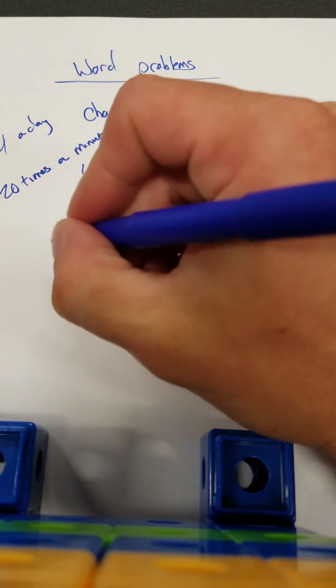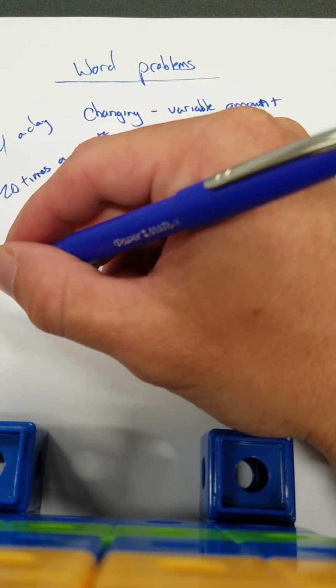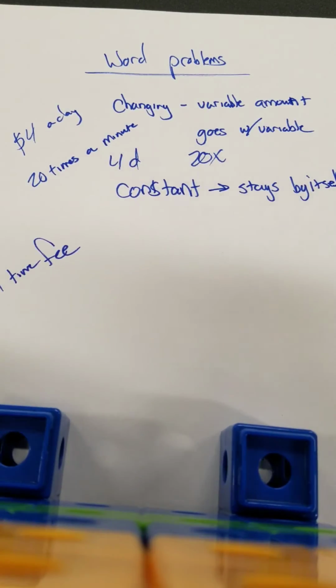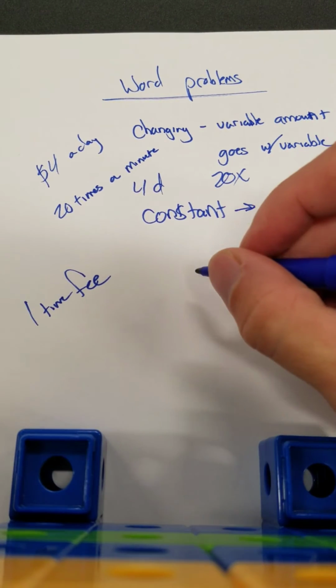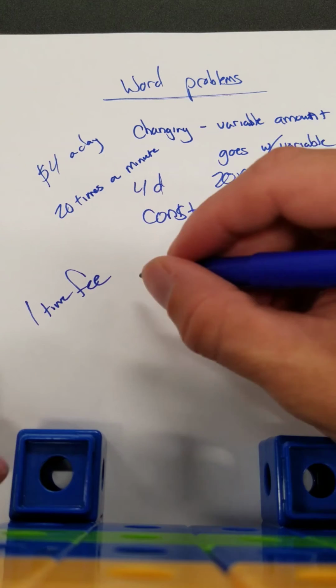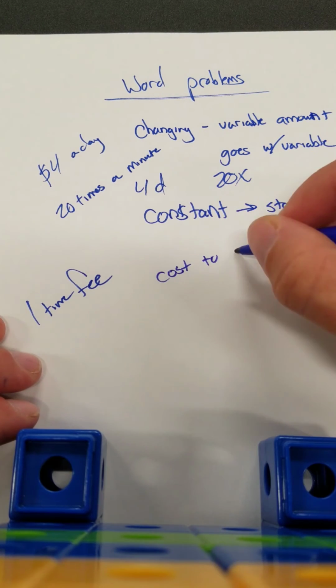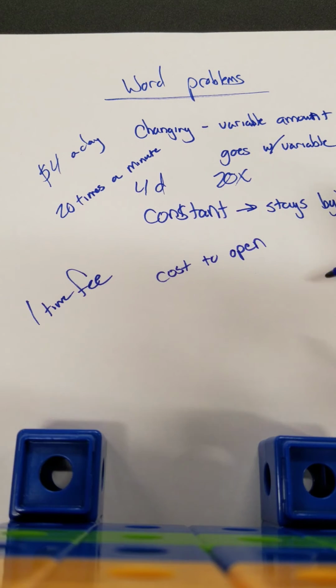If it's constant, in other words, we pay a one-time fee, sorry, I know you can't see that. There you go, a one-time fee. Or maybe a cost to open a building, just straight up cost. It's only going to happen one time. Then that's a constant, so we just put it off by itself.